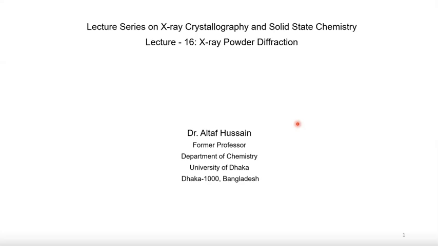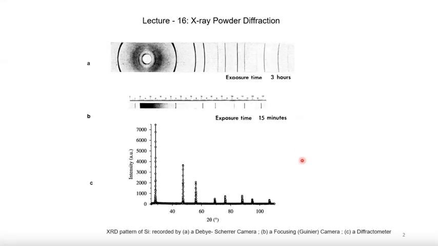Good morning. This is the 16th lecture of the lecture series on X-ray crystallography and solid state chemistry. Here we have been talking about data collection, how we collect data from powder samples. So we talked about the Debye-Scherrer camera, the linear focusing camera, and also the diffractometer, the X-ray powder diffractometer.